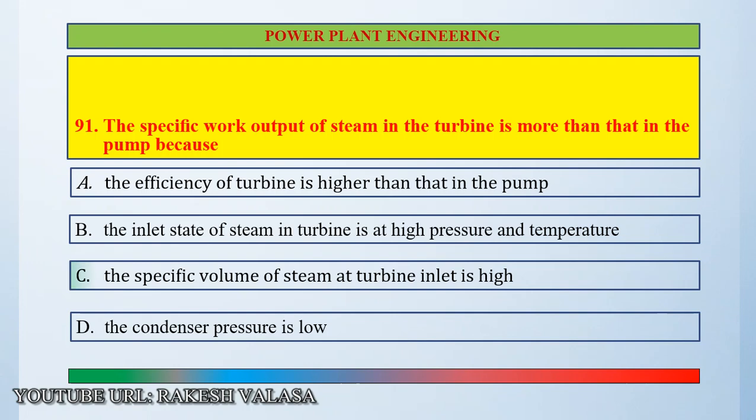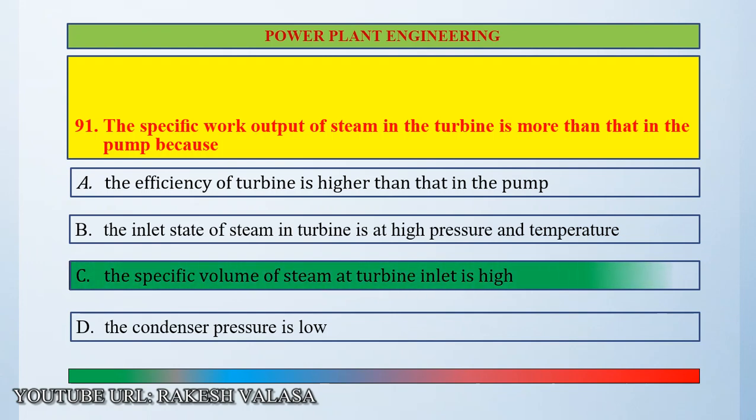The correct answer is the specific volume of steam at turbine inlet is high. The specific work output of steam in the turbine is more than that in the pump because the specific volume of steam at turbine inlet is high.